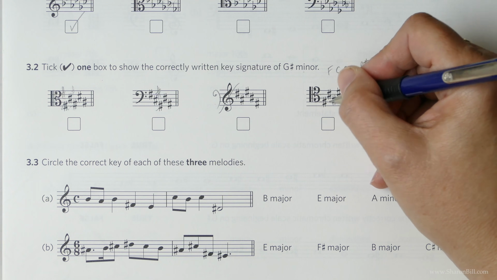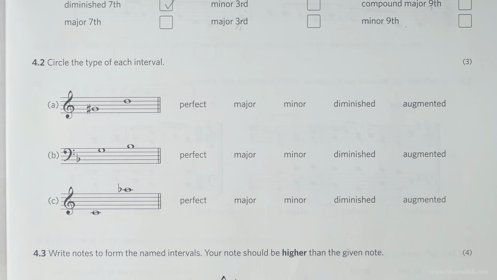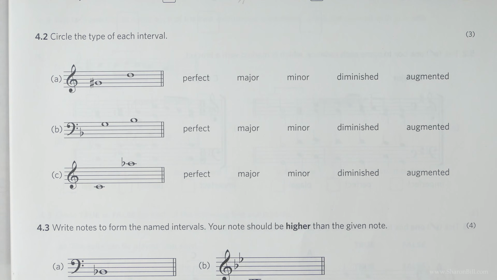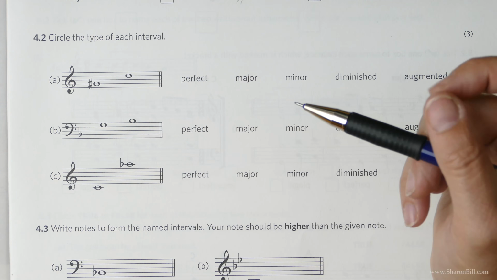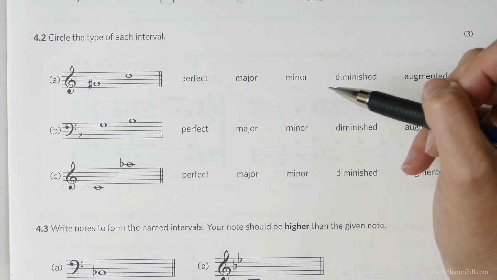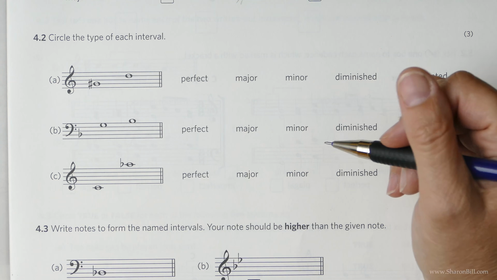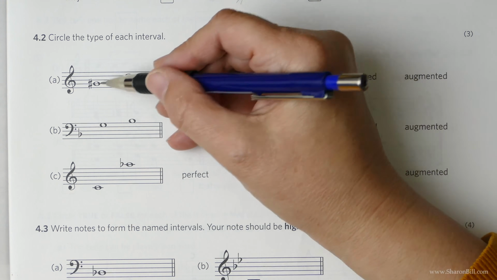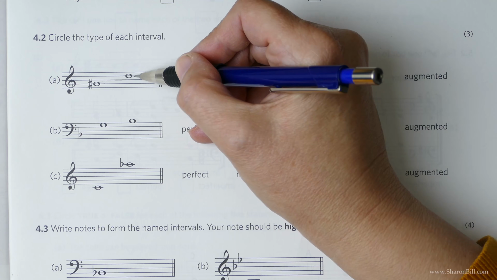So that's the one we want. Now here we've got the same thinking to do because we need to know the number of the interval, like the degrees of the interval, before we can decide if it's major, minor or perfect, remembering that fourths, fifths and octaves are perfect. So here we have a 1, 2, 3, 4, 5, a fifth.